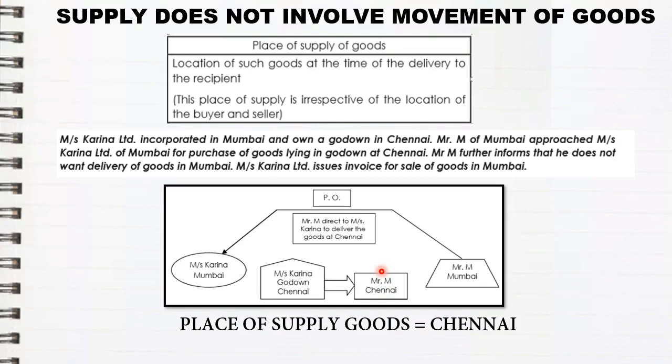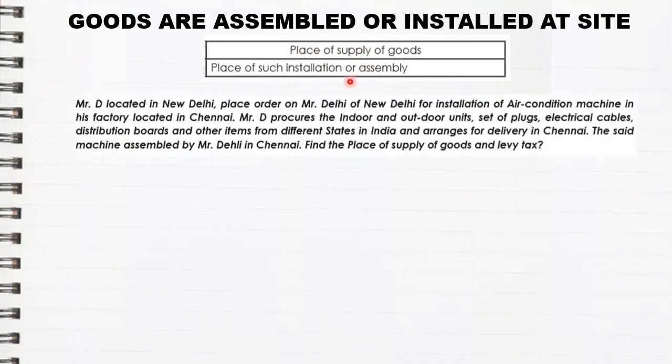Now let us take the next rule, that is, goods are assembled or installed at site. Now this is very simple. According to this rule, wherever the goods are assembled, or wherever the goods are installed, that place will become your place of supply. So here, according to the nature, the place of such installation or assembly will become the place of supply of goods. Let us take this example.